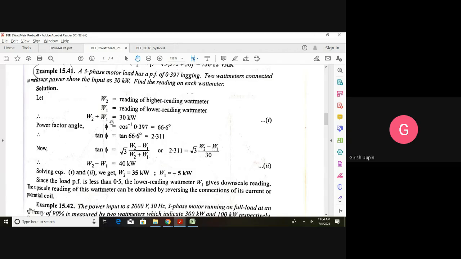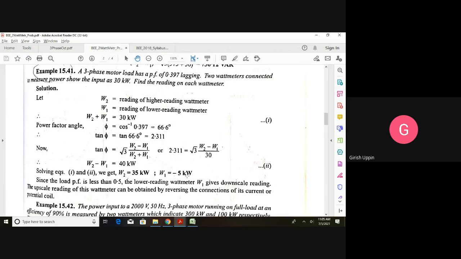Now we have two equations. First equation, W2 plus W1 is 30. W2 minus W1 is 40 kilowatt. These are simple linear equations, we can solve them. If we just add these two, what you get? The W1 gets cancelled with the minus W1. 2 W2 is equal to 30 plus 40, 70. So W2 is 35. Once you find W2, put it in one of the equations and you get W1. What are the readings? W2 is equal to 35 kilowatt and W1 is minus 5 kilowatt.